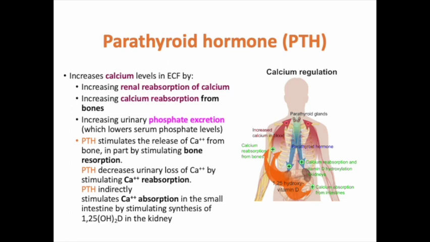So the parathyroid hormone is going to stimulate the release of calcium from the bone by stimulating bone reabsorption. It can decrease our urinary loss of calcium by stimulating calcium reabsorption. And it can indirectly stimulate calcium absorption in the small intestines by stimulating the synthesis of vitamin D125 in the kidneys. So we're going to take a look at this conversion here.